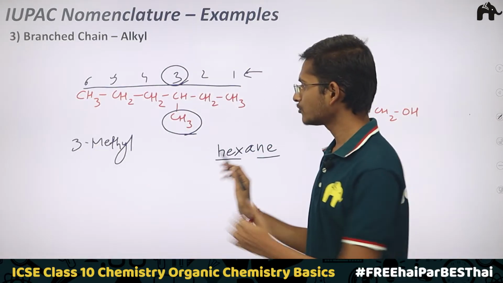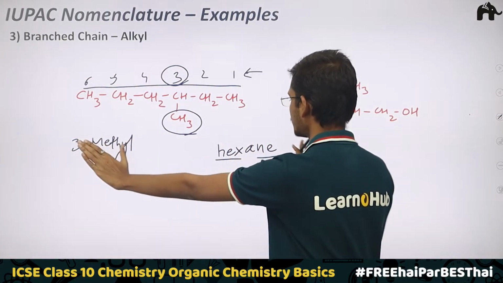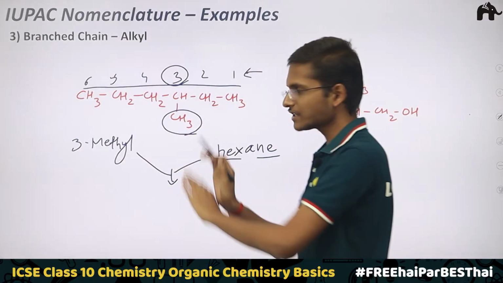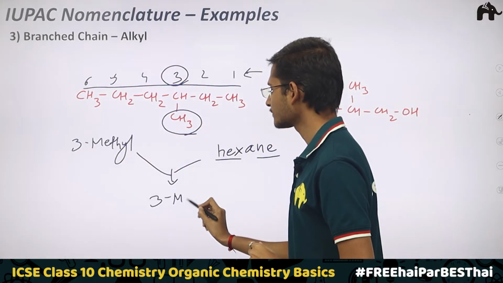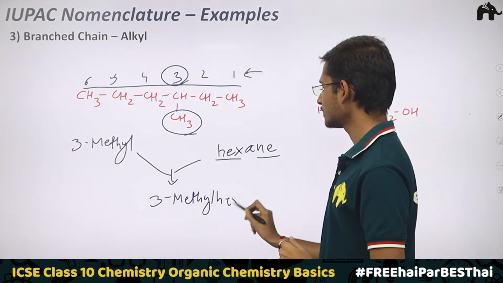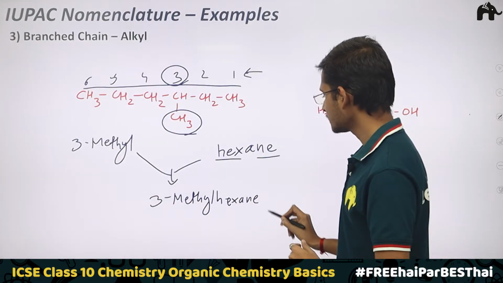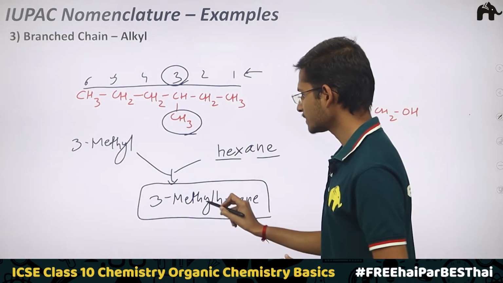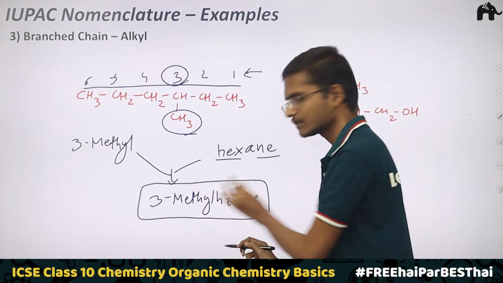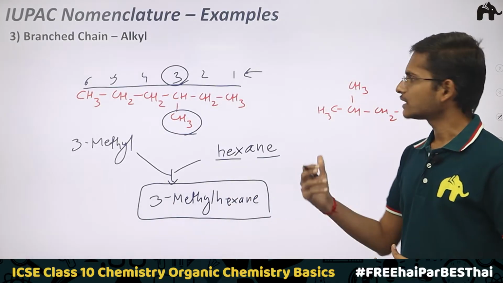Okay, so this I would just keep, and this I would take and just join to this one. The prefix and the root word and suffix would just get attached. So what I would get is 3-methylhexane. Okay, clear? No need to give a space between the name. Methyl and hexane you can just write in one go. No need to leave a space here. Clear? I have told you this earlier.